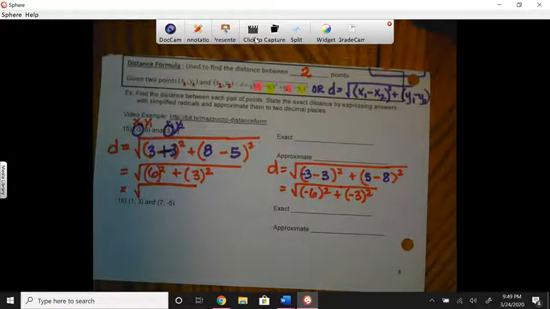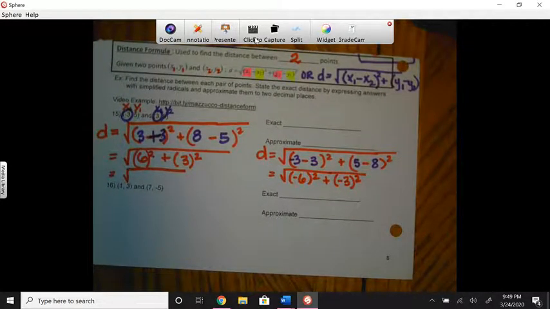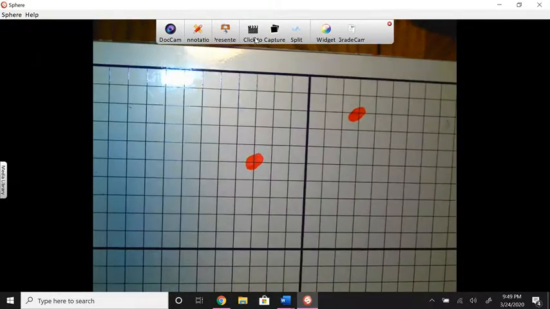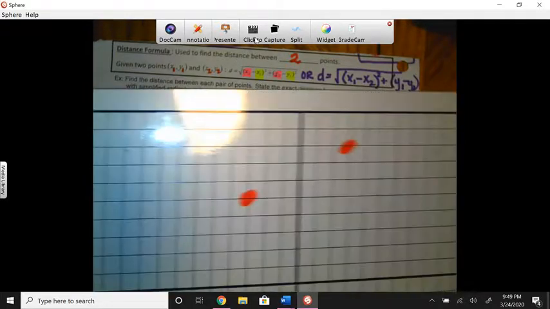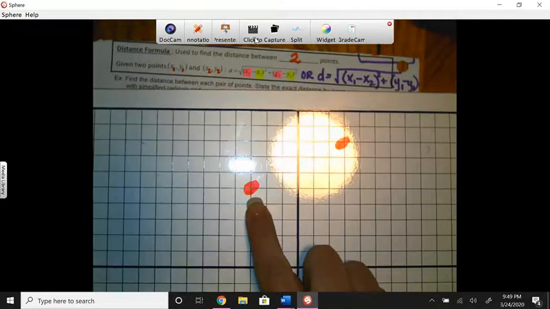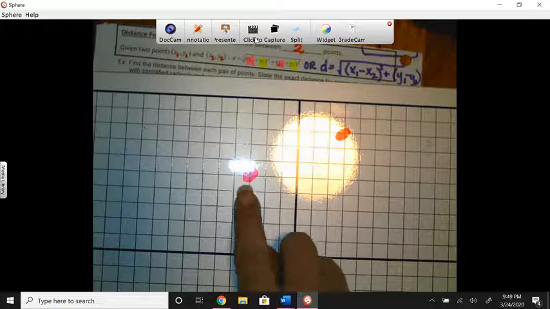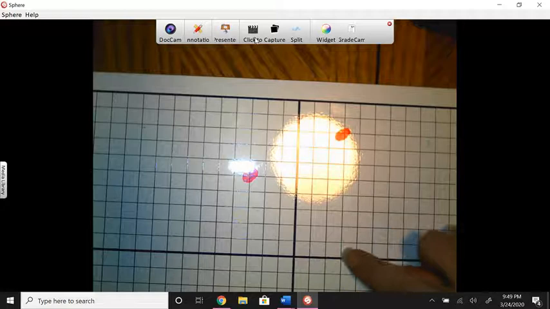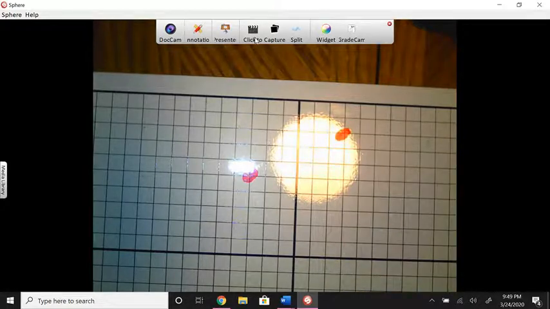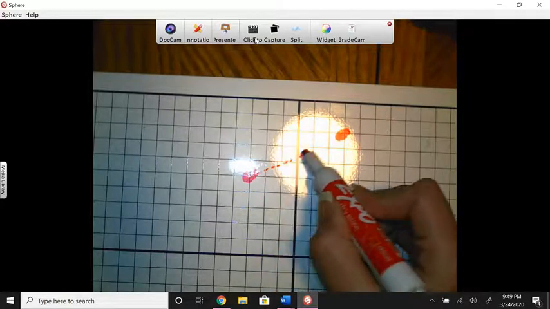Now, before we finish this problem, I want to pause where we are and demonstrate what we're really doing. What we're trying to find by doing these computations is the distance between the point negative 3, 5, so from the origin negative 3 and then up 5, and the point 3, 8, so over 3 and then up 8. You're trying to tell me what the distance is between these 2 points right here.